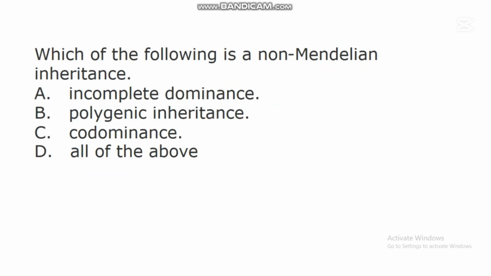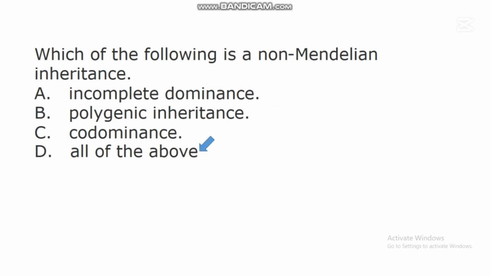The next question says, which of the following is a non-Mendelian inheritance? A. Incomplete dominance. B. Polygenic inheritance. C. Co-dominance. D. All of the above. In this question, the correct answer is D. All of the above.